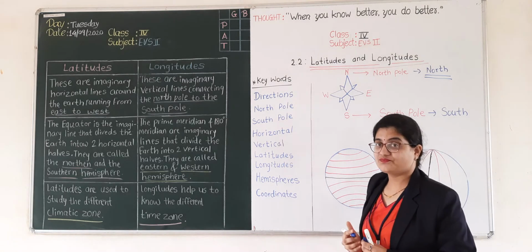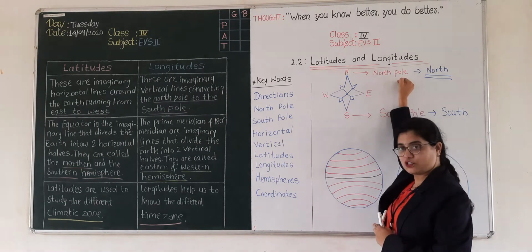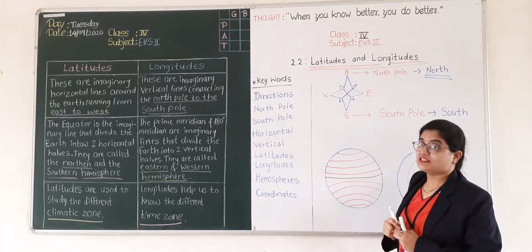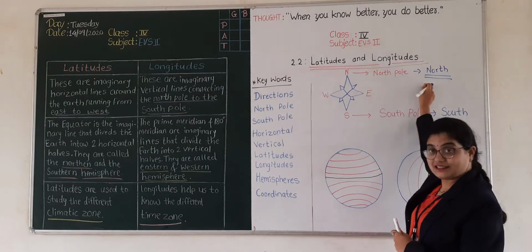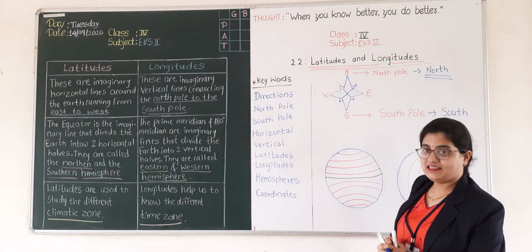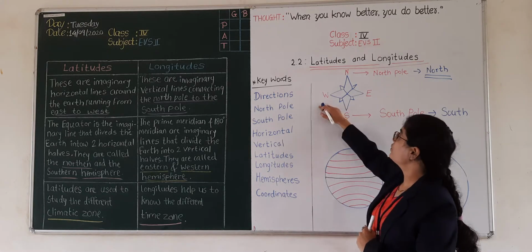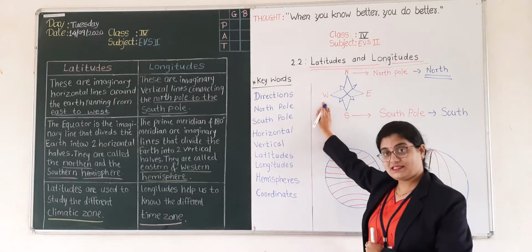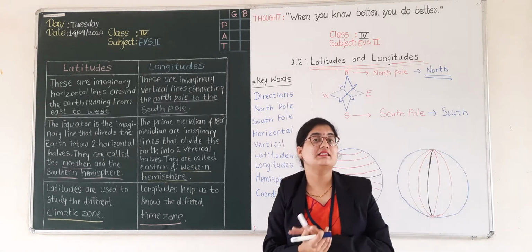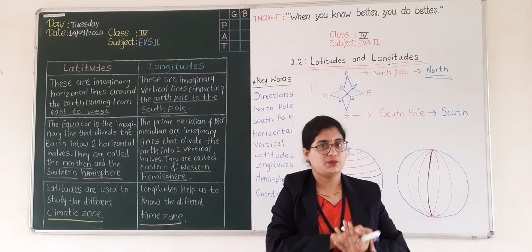Understood? This needle, on the upper side, we are having North Pole, and downside at the bottom side we are having South Pole. This North Pole shows north direction and this South Pole shows south direction. Then these two show east as well as west direction. Understood students? Now let us learn about what is latitude and what is longitude.